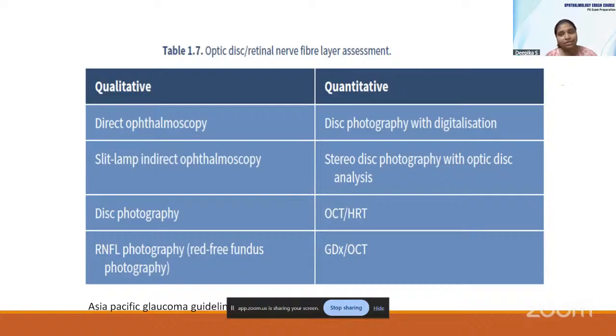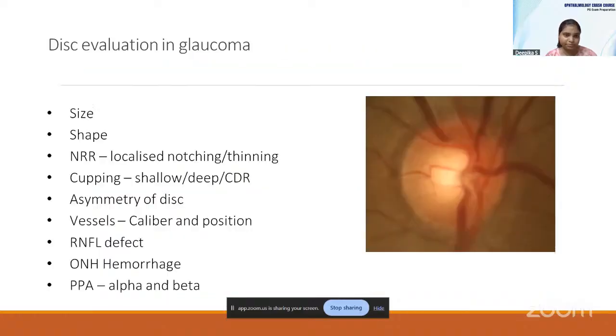Quantitatively, if you want to assess the disc parameters like disc size, cup size, asymmetry percentage, and the level of thinning, we need disc photography with digitalization, stereo disc photography with optic disc analysis, OCT, HRT, or a GDx machine.